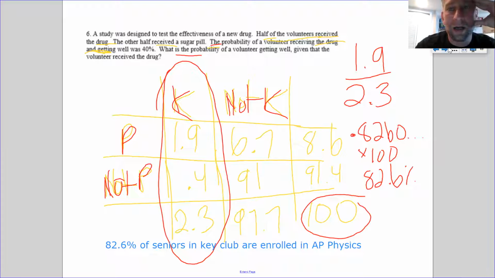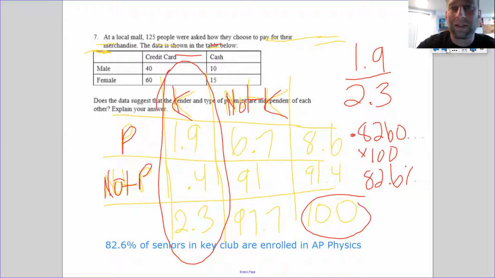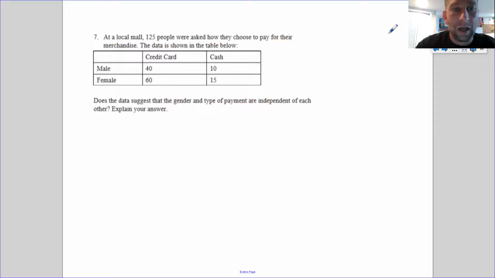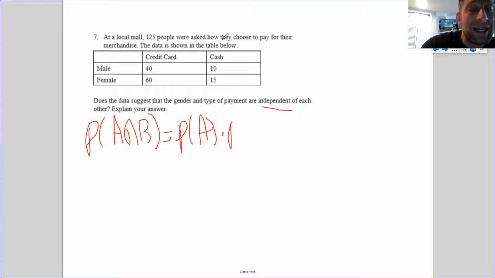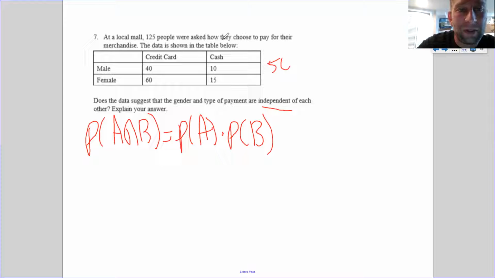All right. 6 is the same type of thing. Let's take a look at 7. Independent. So there are 2 methods for independent. I'm going to keep things simple and stick with one. And we talked about it before. P of A and B equals P of A times P of B. That's your formula for independent. So let's fill in my totals like we talked about before. Whenever you're dealing with a two-way table, fill in your totals.